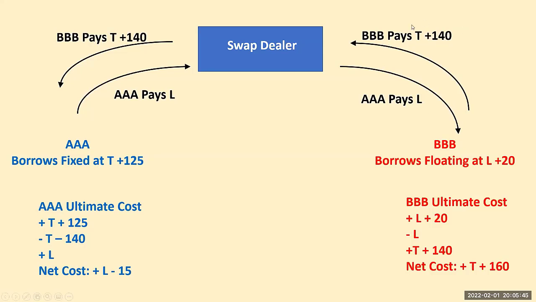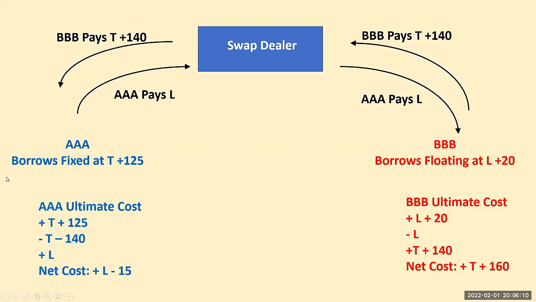This T plus 140 will be set at the very beginning of the swap and will never change. This LIBOR is going to change every time LIBOR changes. All right, questions up to there. Forget everything below that midpoint in the graphic. Sounds like everybody's okay, but I can't see very many of y'all. See a bunch of names.